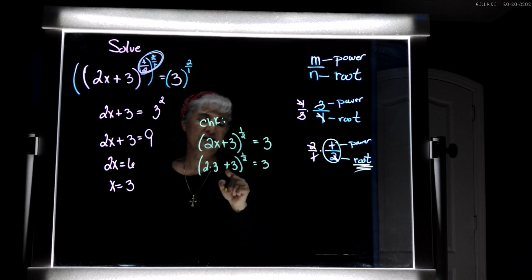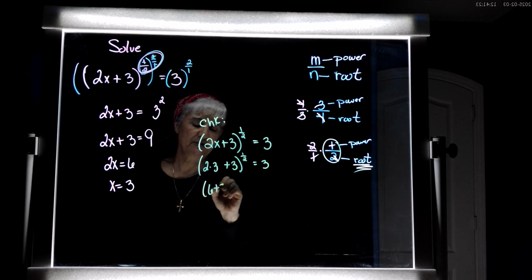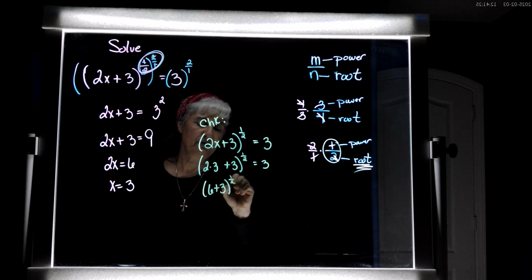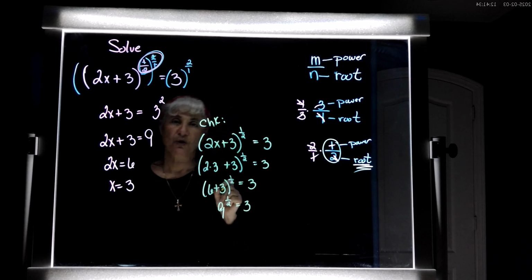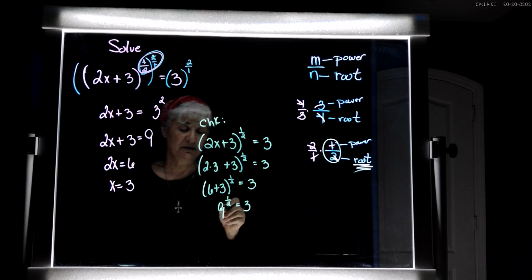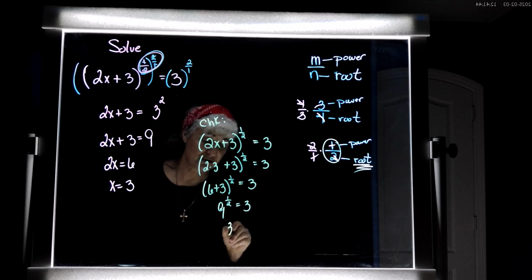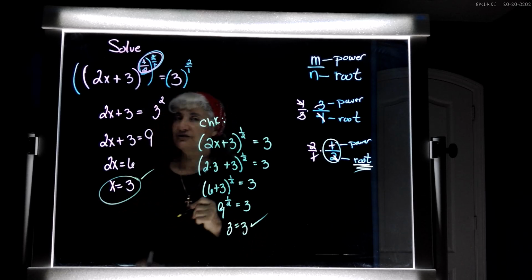Okay, what comes first? Addition or multiplication? Good, multiplication. So you have 6 plus 3 to the 1/2 exponent, and 6 plus 3 is 9, to the 1/2 exponent. Remember, first power, second root. Well, second root of 9 is just 3. 3 to the power of 1 is just 3, so 3 equals 3. Check! That answer is good to go.